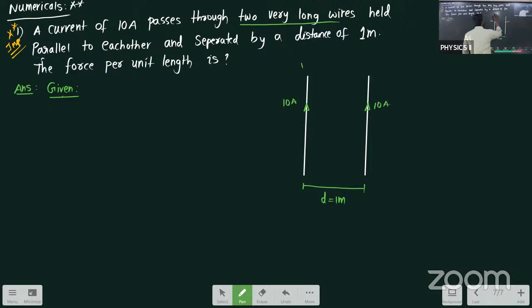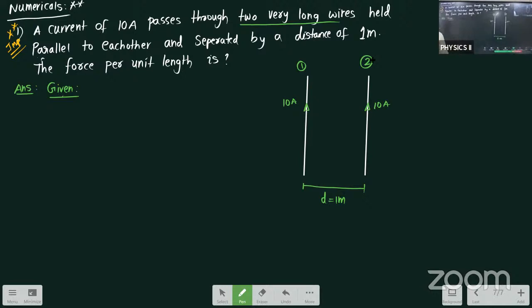I'm considering this one to be wire 1 and this one to be wire 2. There is no need to draw the diagram in the examination; for explaining, I'm drawing the diagram. How many wires are there? 2 wires. They are held parallel to each other. The distance between them is 1 meter.